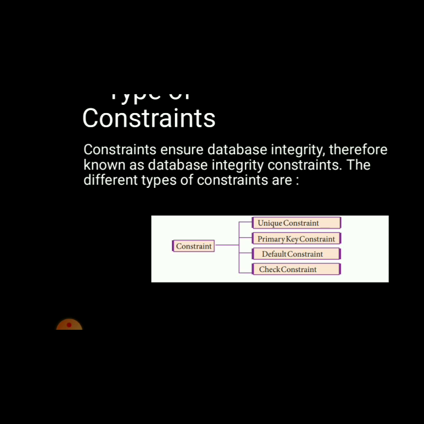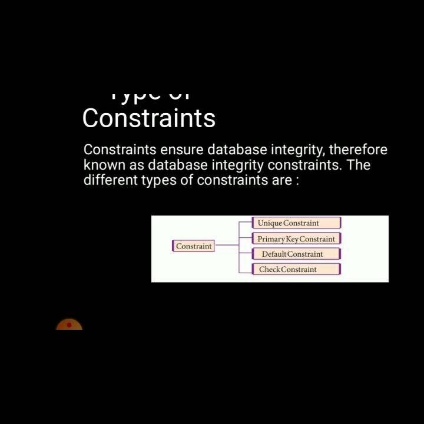Next one is check constraint. This constraint helps to set a limit on the value placed in a field. When we define a check constraint on a single column, it allows only restricted values on the field, and it checks the constraint set on the field against the value given by the user. The check constraint may use relational and logical operators for the condition.